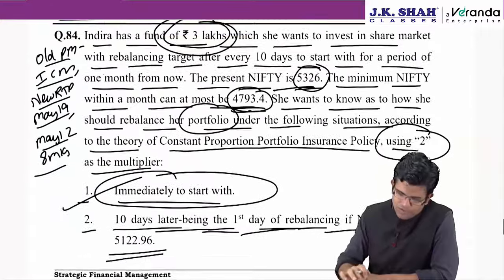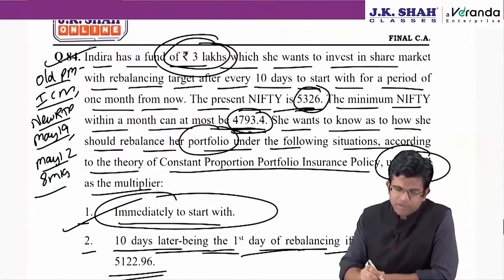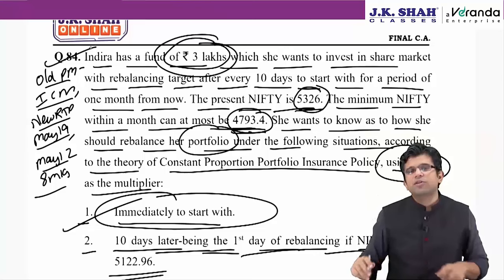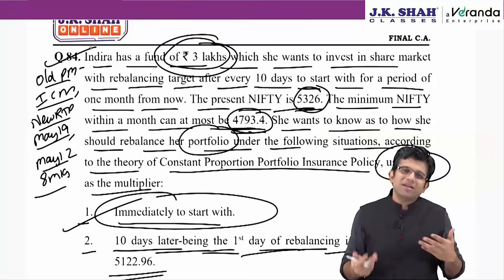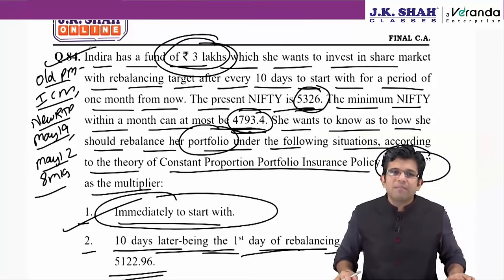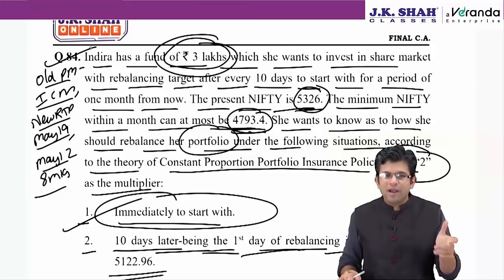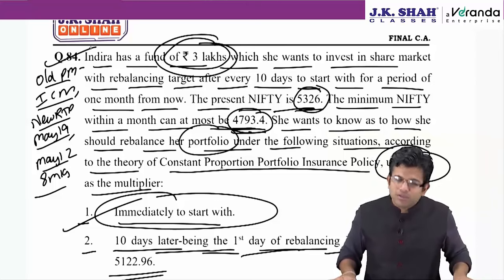So students, with this, we have completed question number 84. Very simple question it was, based on CPPI. We had to just understand how to rebalance based on the portfolio value, floor value and multiplier. So thank you very much, students.